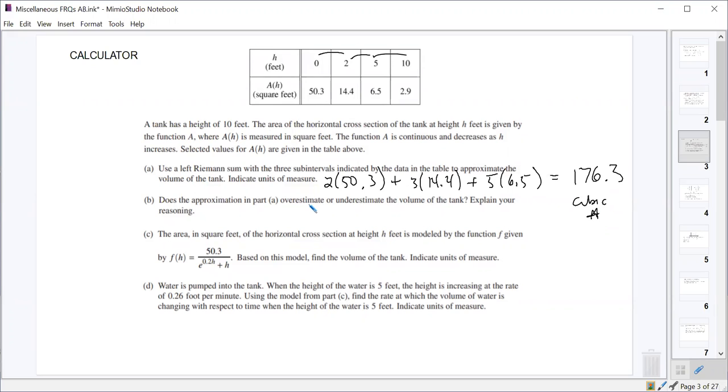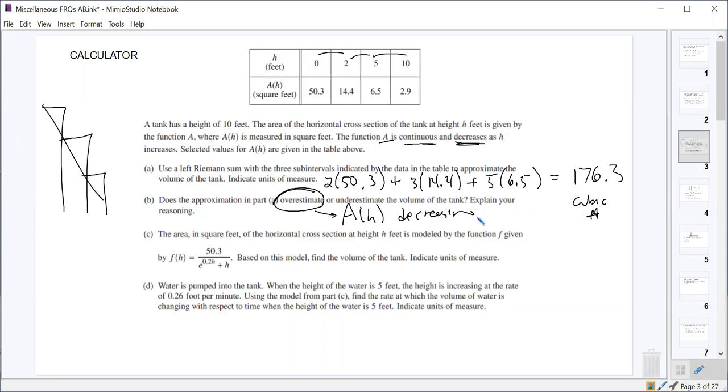Is this approximation an overestimate or an underestimate? That should be straightforward, because what did they tell you about this function? That A is continuous and decreasing. So if the function is decreasing and it's a left Riemann sum, what are those rectangles going to do? They're going to overestimate, because A of H is decreasing. Easy enough? Wonderful.